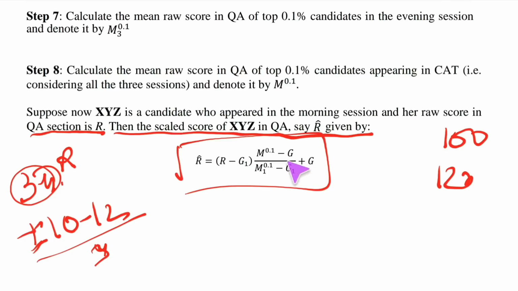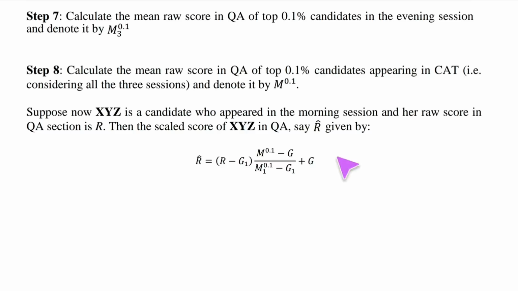Okay, now the morning cycle. So R minus G1. G1 is the average of everyone, the whole of slot 1's average. So your score minus the complete slot 1 average, into M topper score minus average of everyone, divided by the topper of slot 1 minus the average of everyone, plus the average. That's the formula they have used.